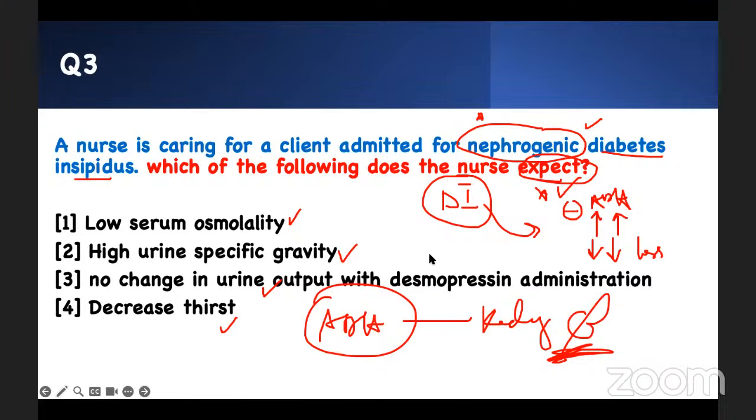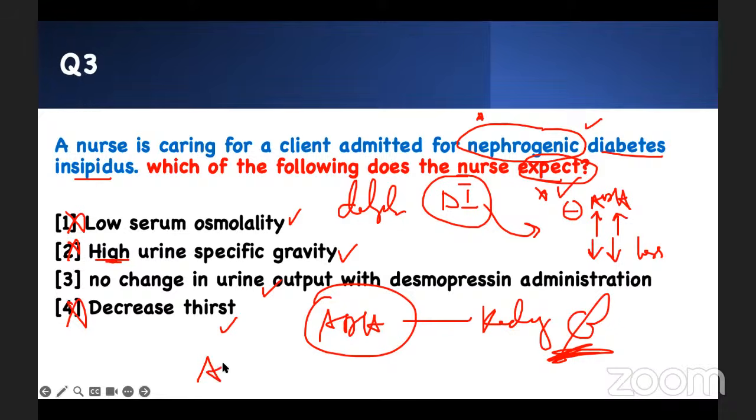If you have no ADH, your serum osmolarity is supposed to go high. Therefore, this is wrong. Your urine specific gravity is not going to go high. It's going to go low. You're going to get dehydrated, and you'll be thirsty. Even if you don't know what nephrogenic diabetes insipidus is, I just took the diabetes insipidus part. And now you see I've eliminated 1, 2, and 4, and I'm left with this. And that is your right answer.